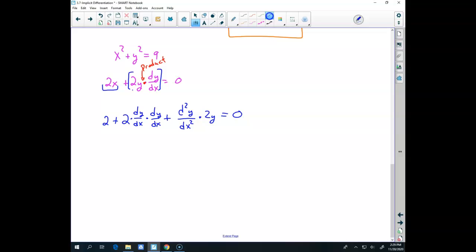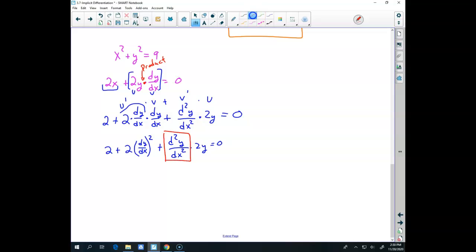So what do I got? I'm thinking, here's u, here's v. Okay, so I got u prime here times v plus v prime times u. So I use my whole thing along here. So what did I go as I come along? I got 2 plus 2. Well, this is really a dy/dx times itself, so it's squared, plus a d squared y over dx squared times 2y equals 0. Well, now notice I want to solve this guy out.